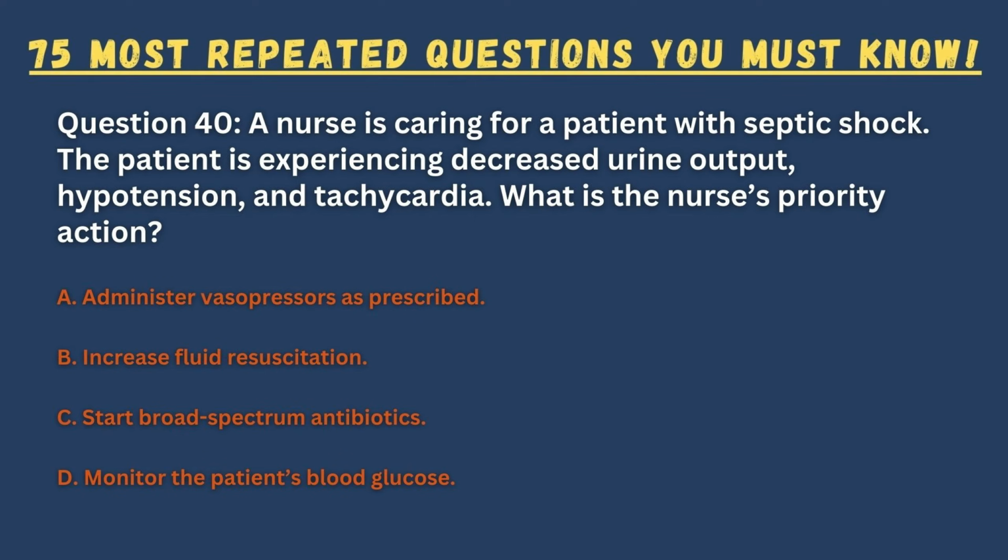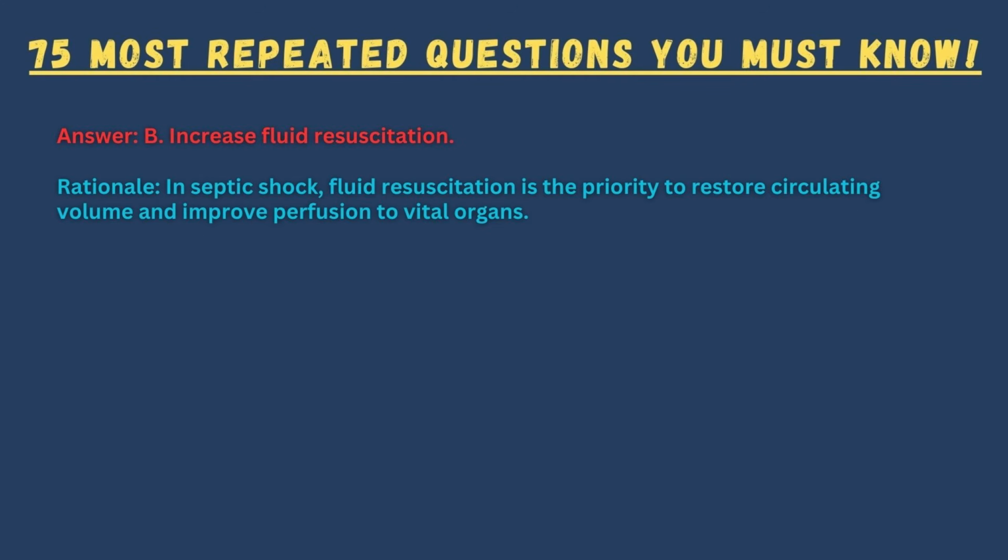Question 40. A nurse is caring for a patient with septic shock. The patient is experiencing decreased urine output, hypotension, and tachycardia. What is the nurse's priority action? A. Administer vasopressors as prescribed. B. Increase fluid resuscitation. C. Start broad-spectrum antibiotics. D. Monitor the patient's blood glucose. Answer: B. Increase fluid resuscitation. Rationale: in septic shock, fluid resuscitation is the priority to restore circulating volume and improve perfusion to vital organs.